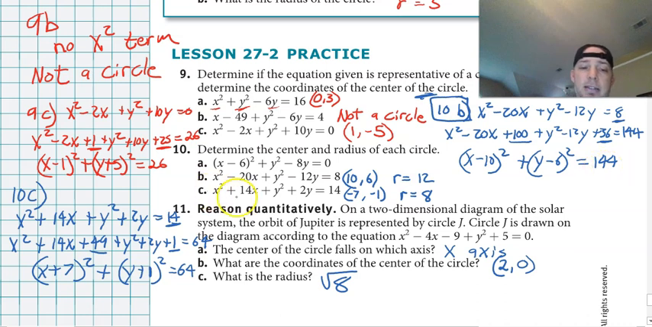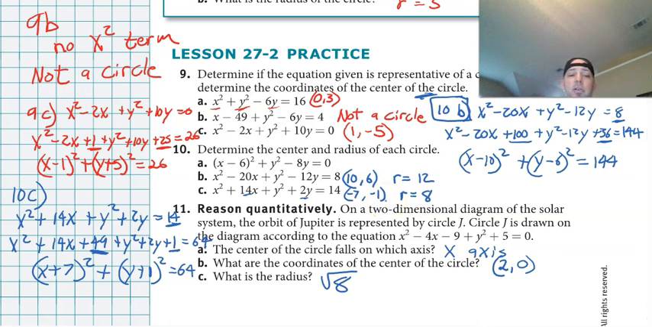Same thing for 10c. I did need to complete the square on both of these. So half of b was 7. 7 squared was 49. So I needed to add 49 to both sides. To complete the square for y, I needed to add 1 to both sides. So 49 plus 1 plus 14 gives me 50 plus 14 is 64. So then half of b is 7, so x plus 7 squared, y plus 1 squared equals 64. The center is at negative 7, negative 1. The radius is square root of 64, or 8.